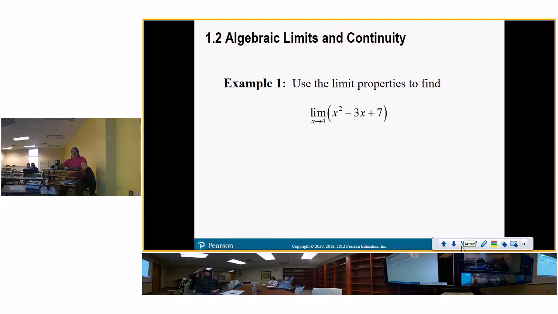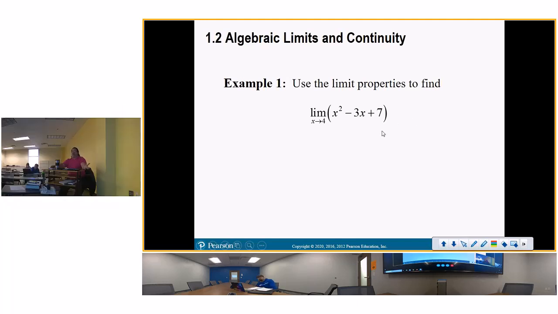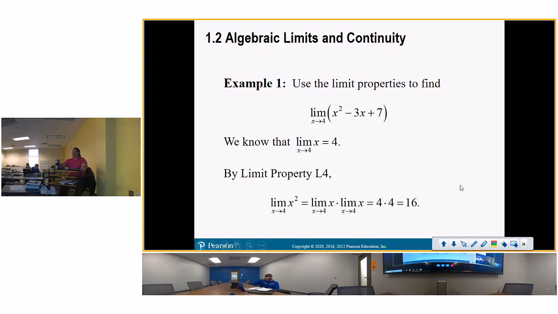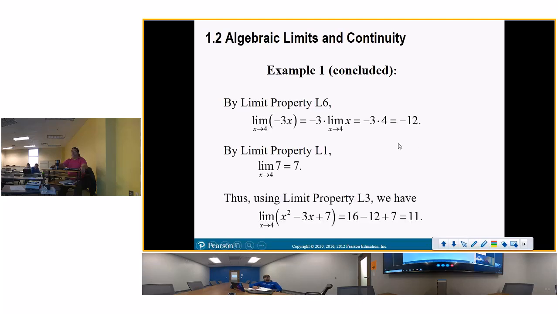Now, there's no factoring here. There's no rational. It's not a fraction. It's not a radical. Are you going to have a vertical asymptote here? No, it's a parabola. That's why you need to know your family of graphs. Oh, they're doing it step by step. What did we get? We got 11.